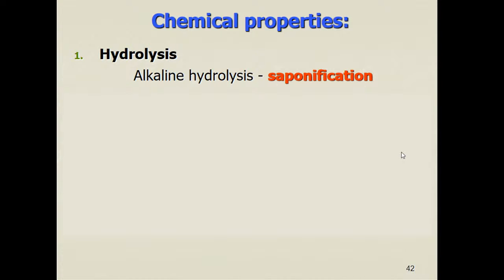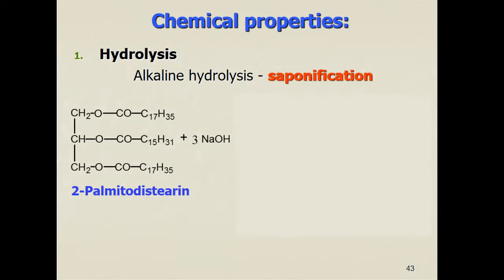Among the great number of chemical properties for acids and esters, you should know just a few. First of all, they are saponifiable. That's why they undergo alkaline hydrolysis, saponification. As an example, let us take such a triglyceride. According to the naming, we have just palmitic and stearic acid in the structure. Palmitic is first according to the alphabet, so it will be 2-palmito diastearine.